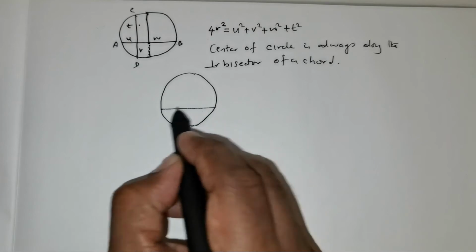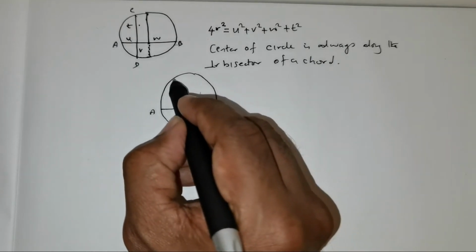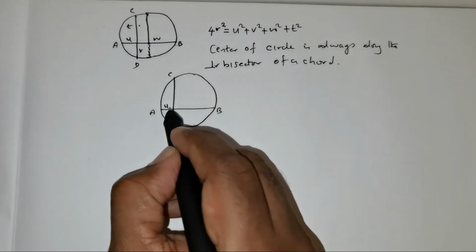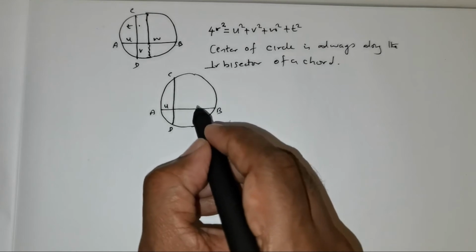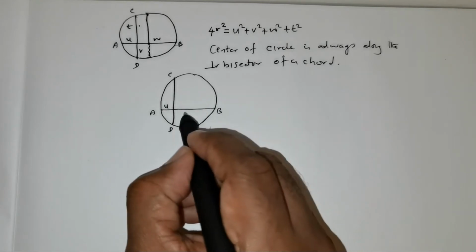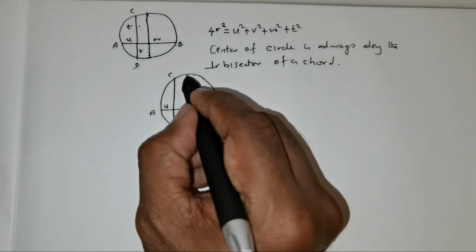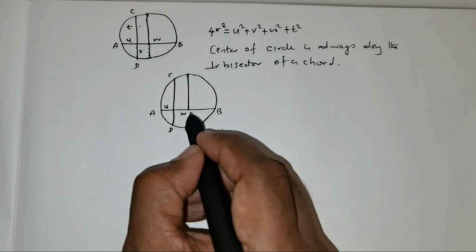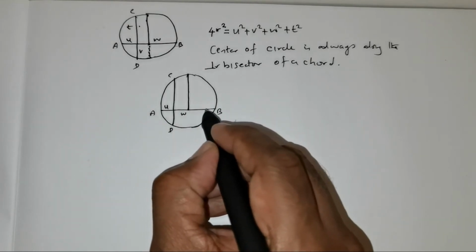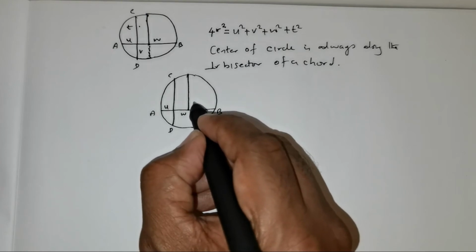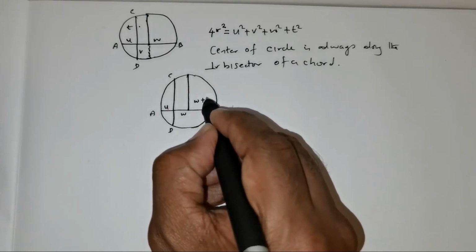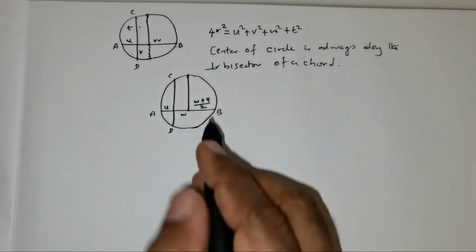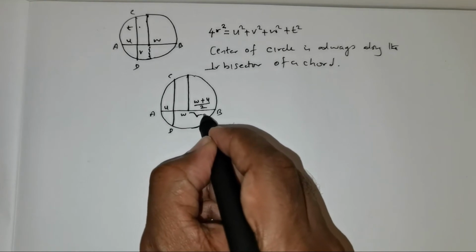This is the chord AB, and we have a chord CD coming here, and this is going to be u. This distance is going to be w, this entire part. Okay, so the perpendicular is bisecting AB at this particular point. So this distance should be w plus u divided by 2. So that is this distance. So I'm talking about this distance.